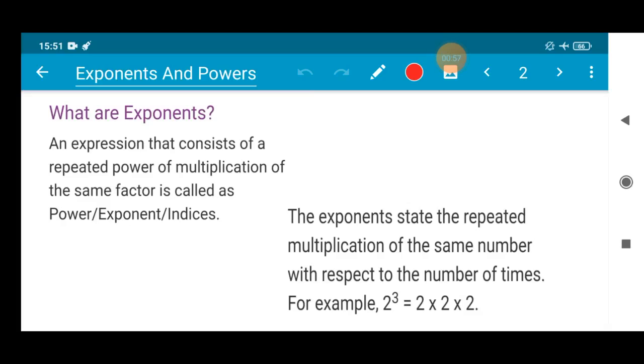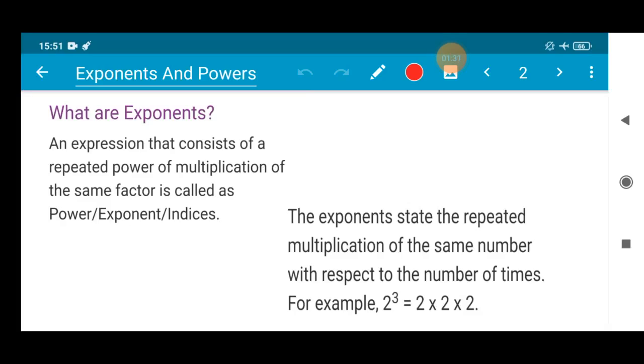So you have all heard this term exponent when you were in lower classes, right? So in today's class we will discuss it in more detail and get a better idea about the exponent. Okay, what are exponents? An expression that consists of a repeated multiplication of the same factor is called a power, exponent or index. The terms used in place of exponents are power and indices.